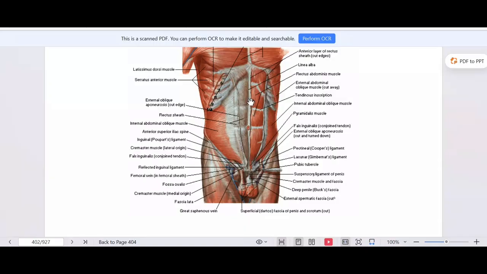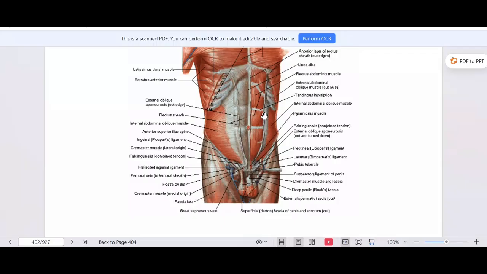And the linea alba is actually the line where the opposite side rectus abdominis muscles from both the left side and the right side will meet together in the midline. That midline line is called the linea alba. But the lateral margin of the rectus abdominis is called the linea semilunaris.